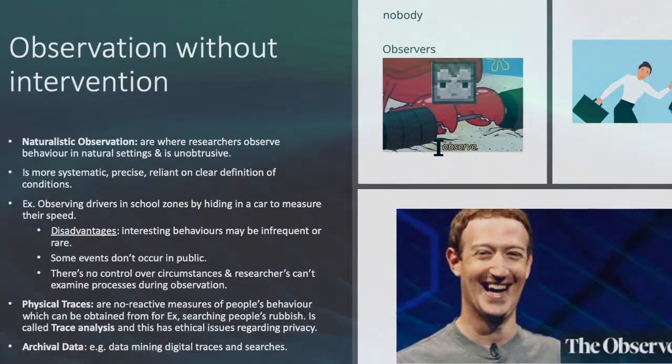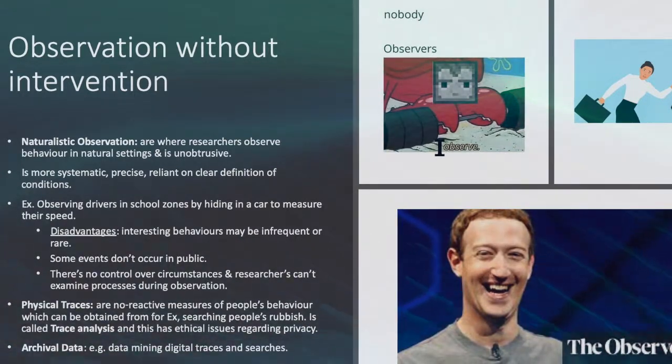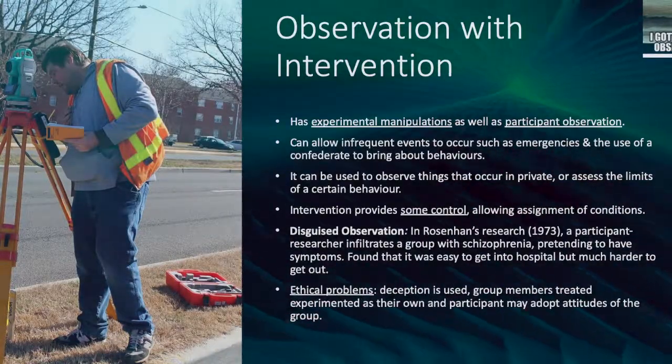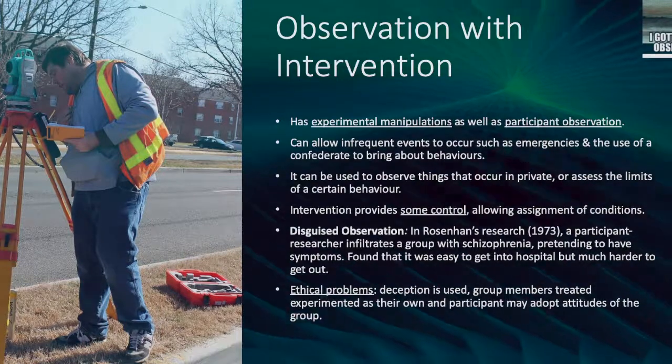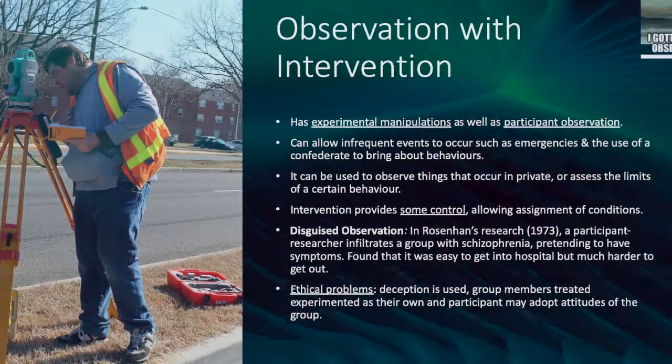Finally, in observation without intervention, there is archival data, such as, for example, data mining digital traces and searches on Google or whatever. Moving along, observation with intervention is when there are experimental manipulations as well as participant observations.